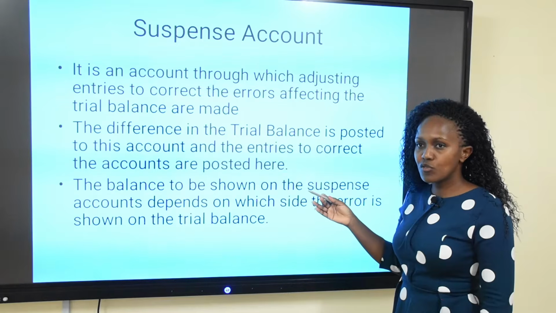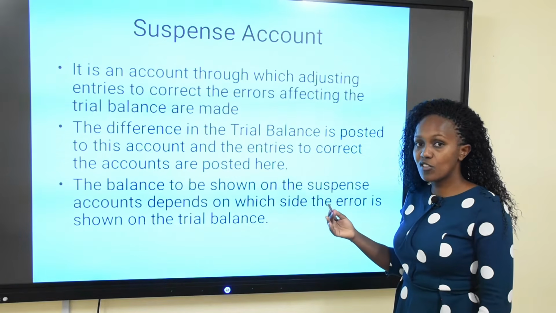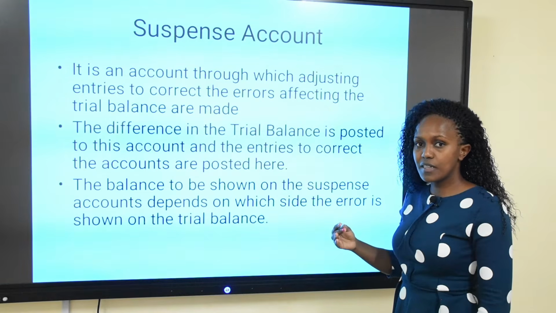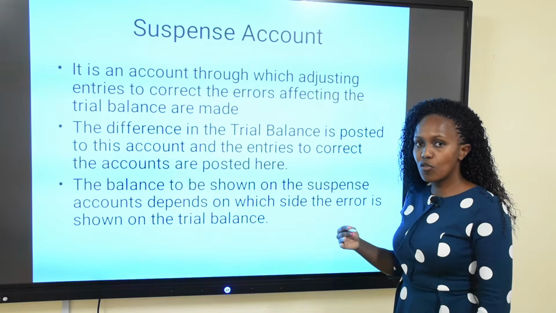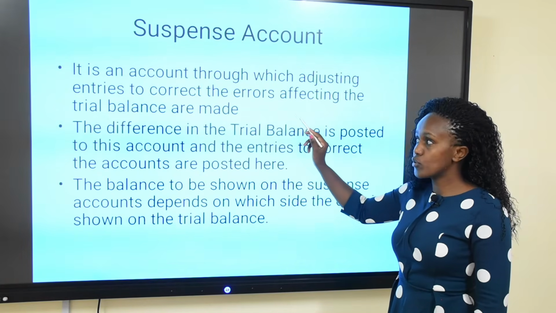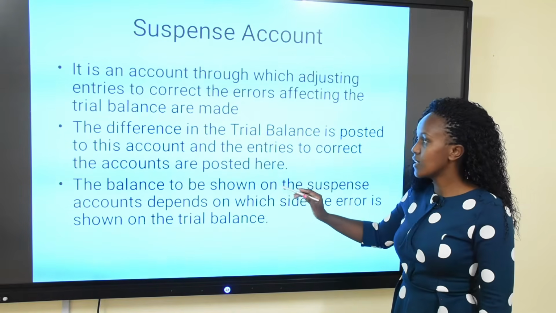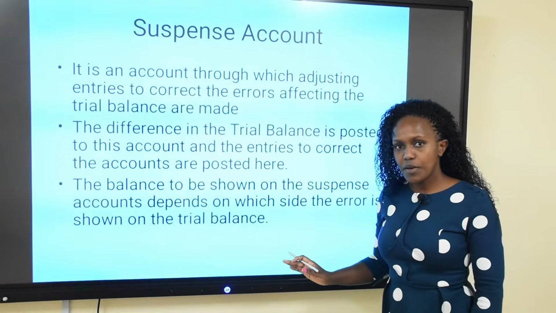So at the beginning, you do not know which errors have occurred. You just realize the trial balance did not agree. And on the side with a lesser amount, either the debit or credit, the difference to bring it to the equal amount is what you are going to debit or credit to this suspense account, as we are going to see in our question. And then finally, you're going to correct the errors after you discover all of them.